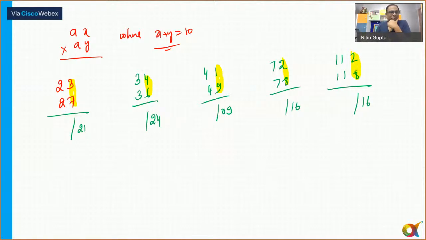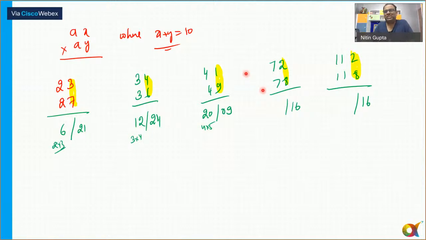Like here, in the example of 23 and 27, this is 2. So you need to multiply 2 by 3, the next natural number after 2. So 2 into 3 is nothing but 6. Now in 34 into 36, it is 3, so multiply 3 by 4. 3 into 4 is 12, so that is the first part. Now 41 into 49: 4 fives are 20, so this is 4 into 5.